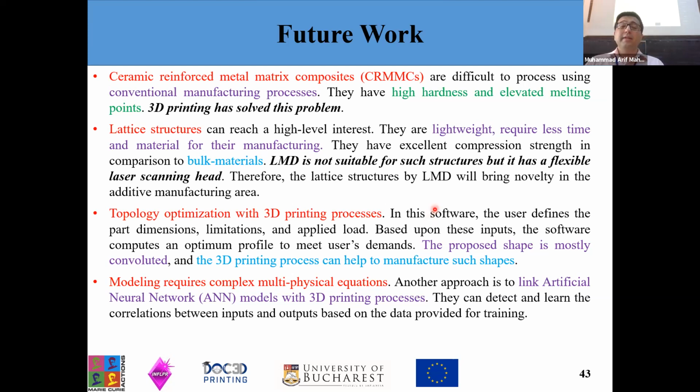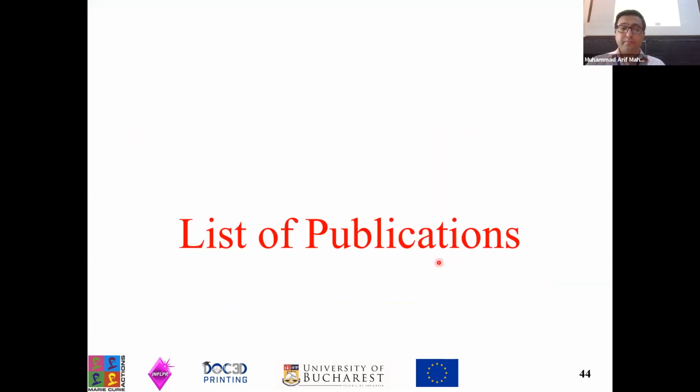The fourth thing is that we will develop some models such as artificial neural network models, and we will link them with the 3D printing processes. So the simulation is a very hectic process because it involves lots of equations, multi-physical equations. But on the other hand, the ANN, artificial neural networks, usually identify a correlation between the inputs and the outputs based on the data provided. And they can also be used for the estimation and the optimization of the process parameters.